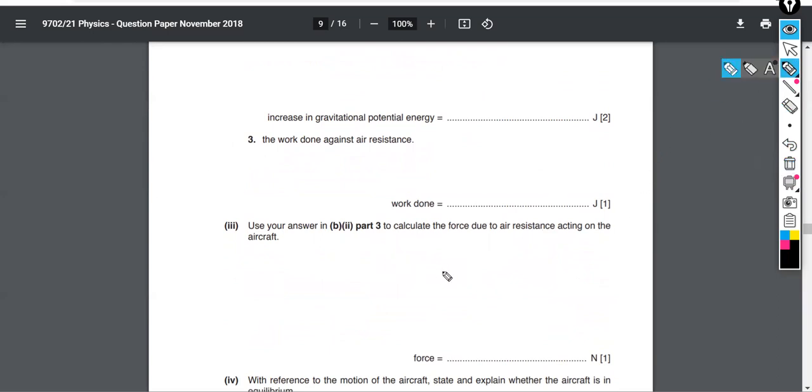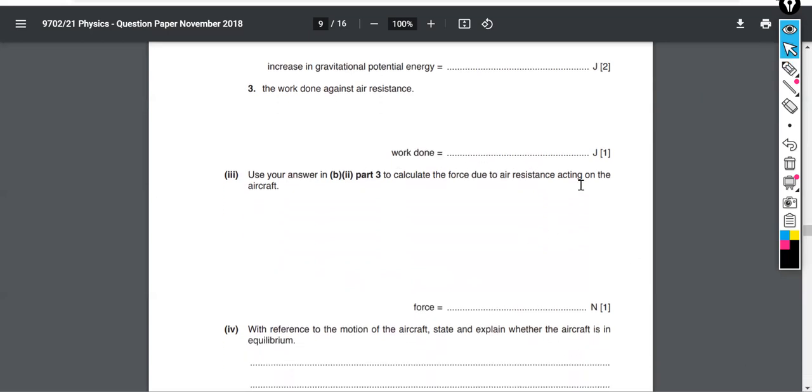All right, so we want to know the force due to air resistance, and we know the work. We calculated the work as 9 million joules, so 9 megajoules. Work is force times displacement. We want to know the force, we know the work. Knowing the equations is more than half the battle in physics, but knowing how to correctly substitute in the values that are important, that's the rest of the battle.